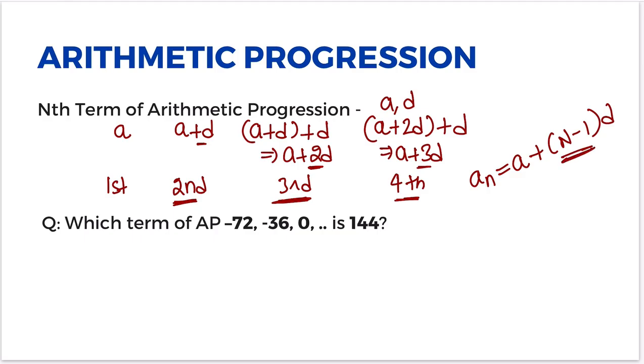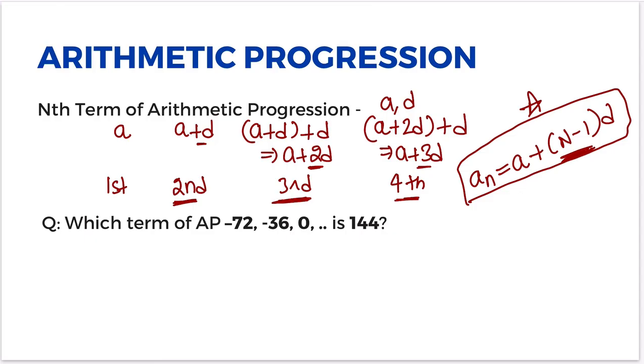So just whatever gets multiplied with d, that is n minus 1, not n. So the nth term of an AP series, arithmetic progression series, is a plus n minus 1 into d. Please mark this. This is very important for the questions they are going to ask you in the exam. So the nth term of an arithmetic progression series is a plus n minus 1 into d.